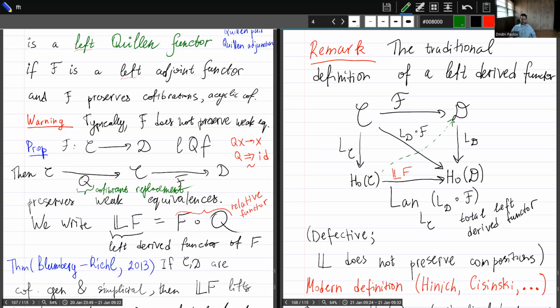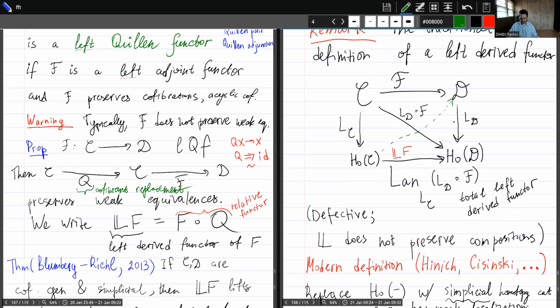What I mean is that the left derived functor is really just a functor from C to D as well, so you don't pass through homotopy categories. If you use this definition, this is basically the modern definition. If you just get a functor from C to D, then that's just one of the variants of the modern definition.